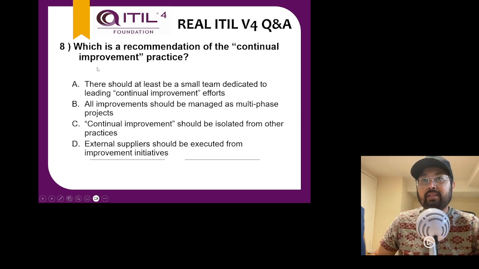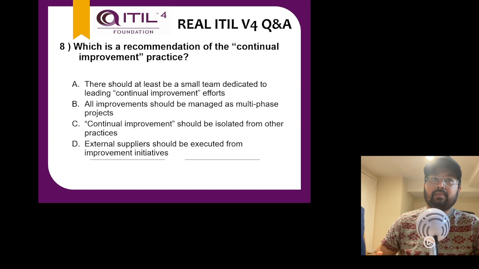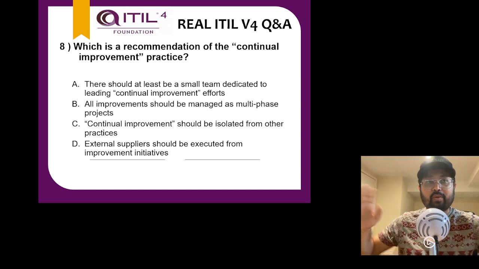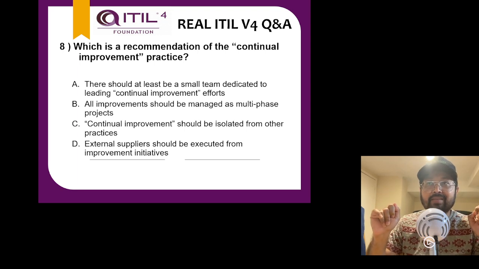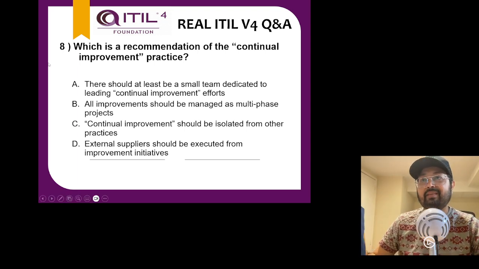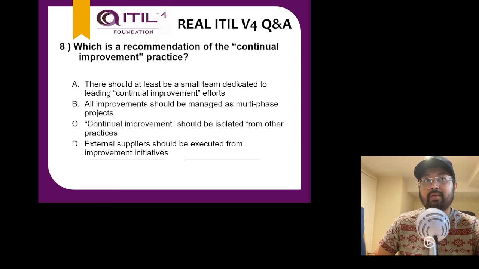And number 8, which is a recommendation of the continual improvement practice. It is asking about the continual improvement practice and what is its recommendation, right? So we figure it out. What is the question? It is asking about the continual improvement practice and its recommendation. So let's see the options. A: there should be at least a small team dedicated to leading continual improvement efforts. Seems to me very convincing.